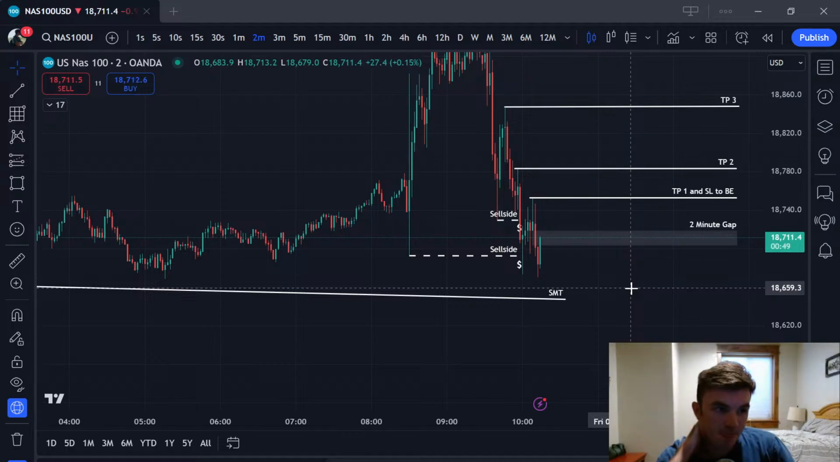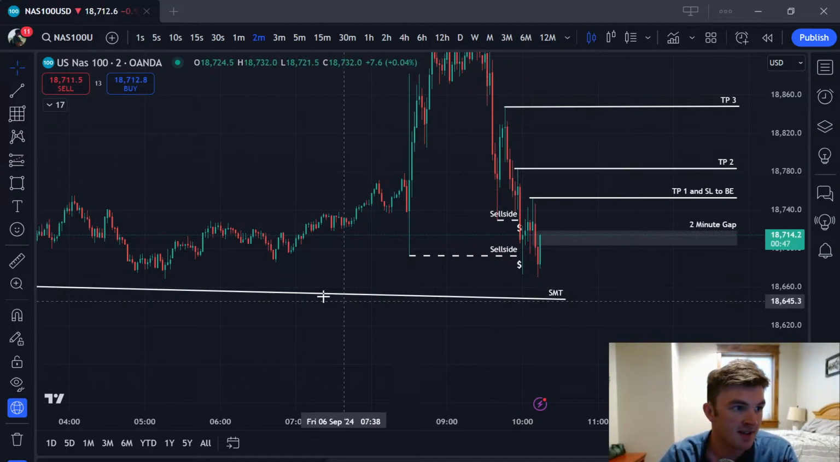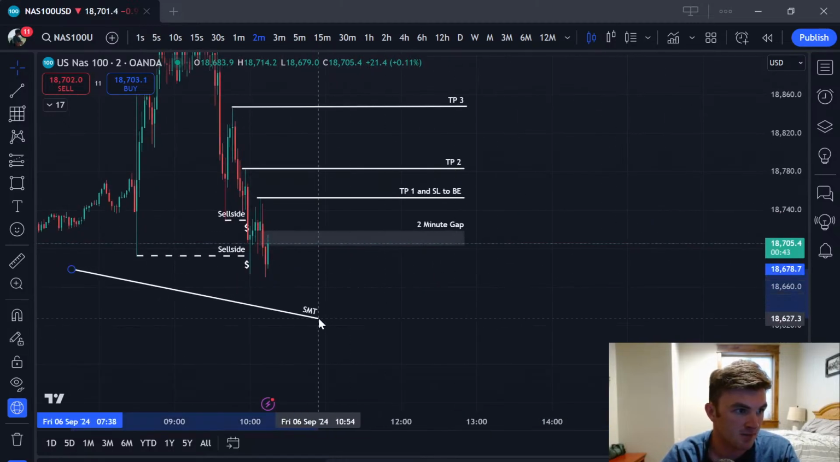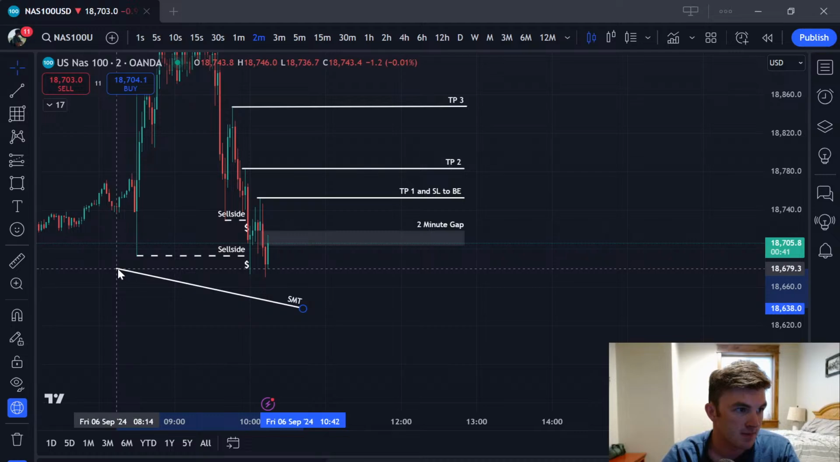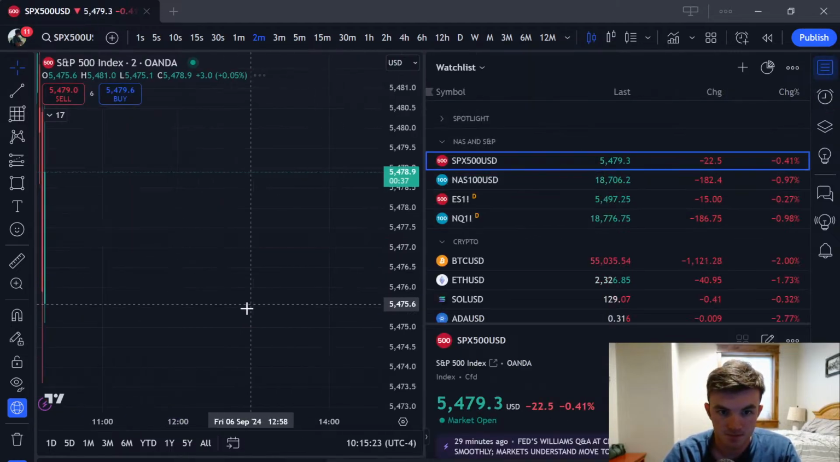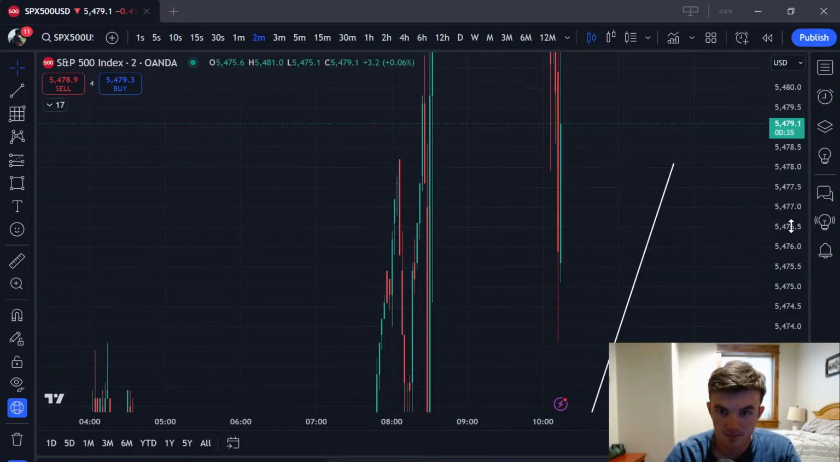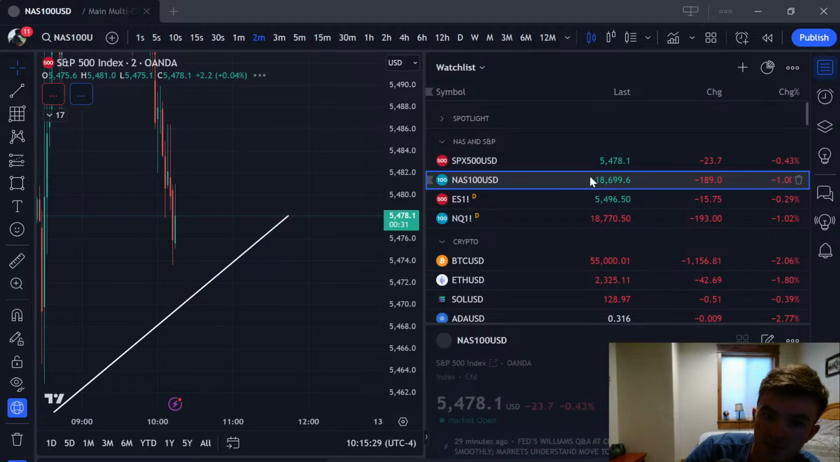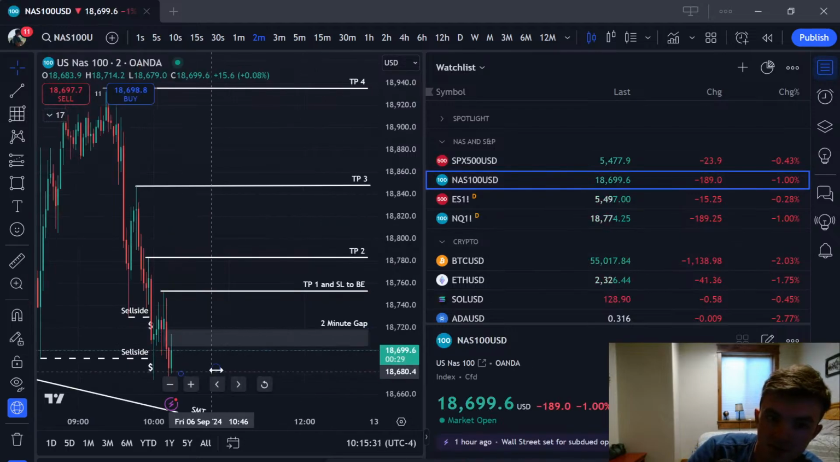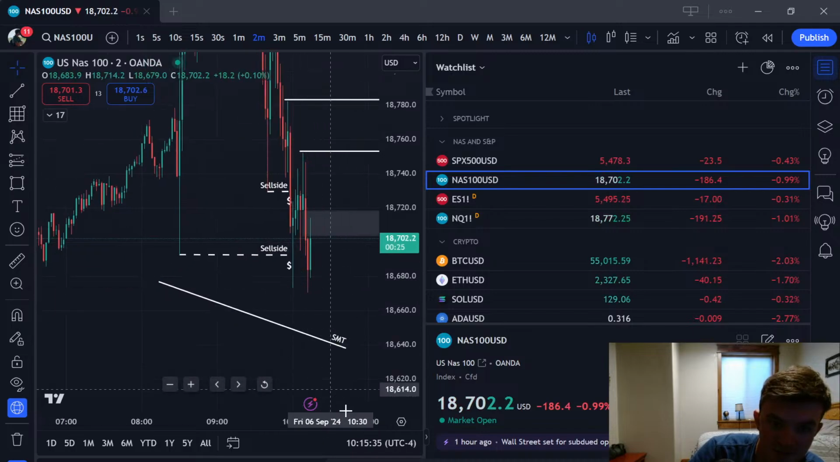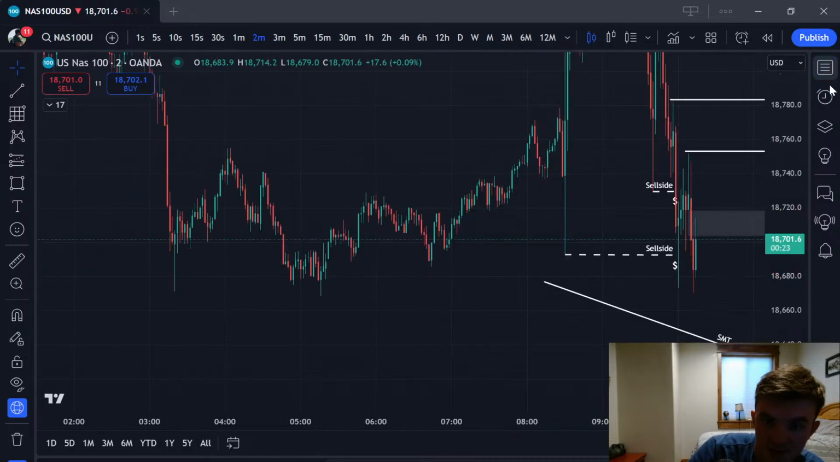Okay. So the SMT is still here with this low, I'm pretty sure. Should we check? Yeah. So we still got SMT with that low, so that's still good. We took sell side a third time. That's crazy.